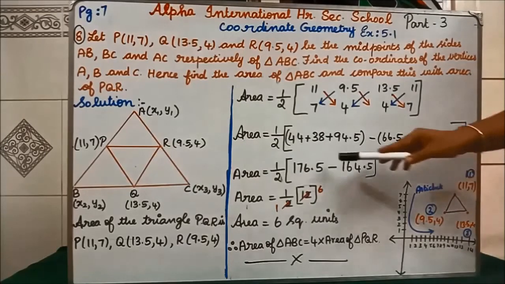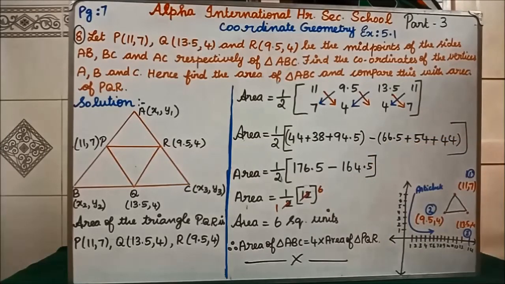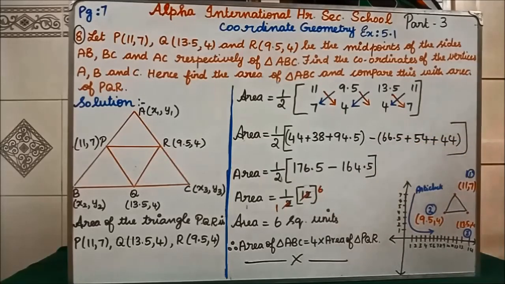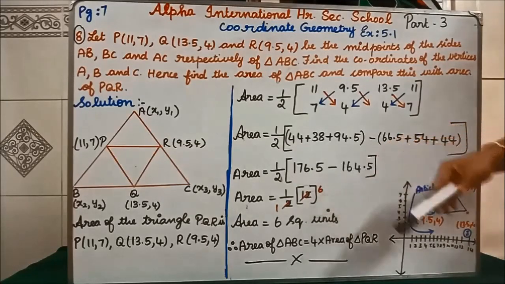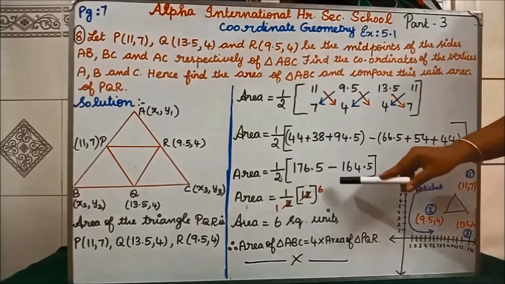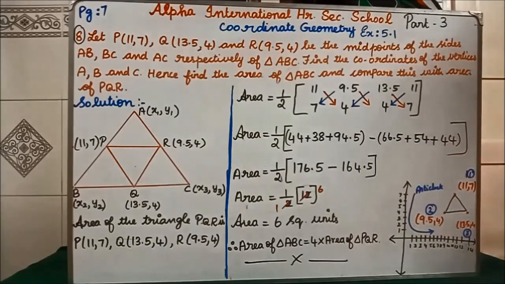The next step, in between we are having a minus sign. So we have to subtract 176.5 minus 164.5. If we are subtracting, we are getting the answer as 12. So 2 and 12 will get cancelled, isn't it? It will go in the 6 table. So after cancelling, we have got the area value as 6 square units.